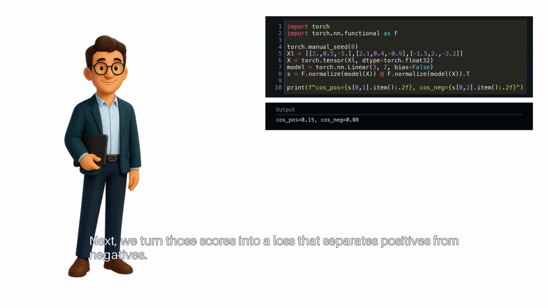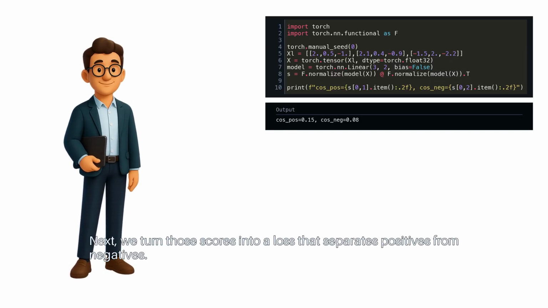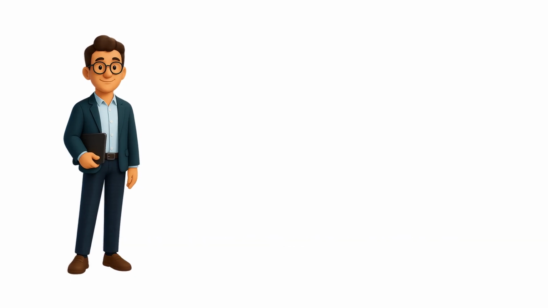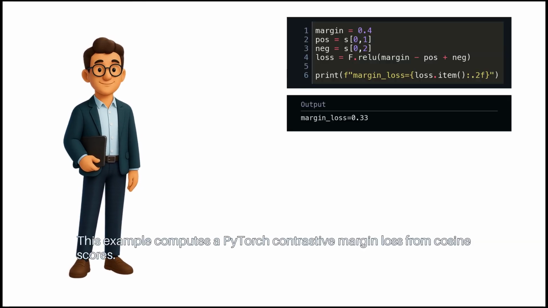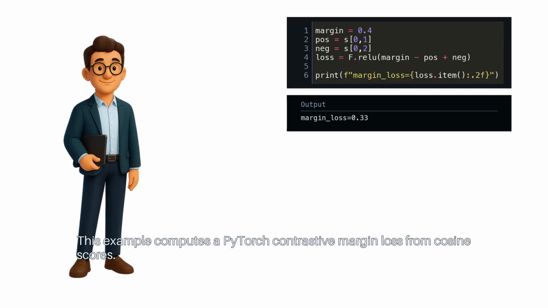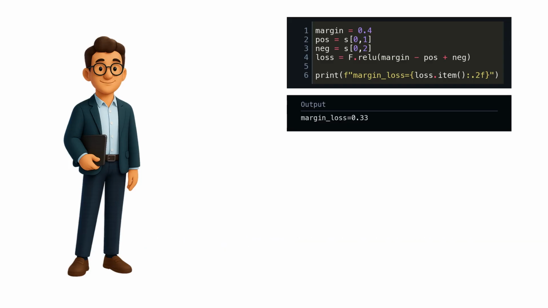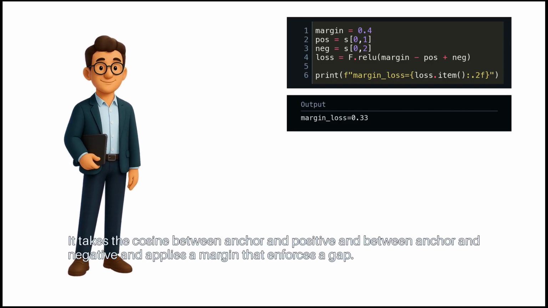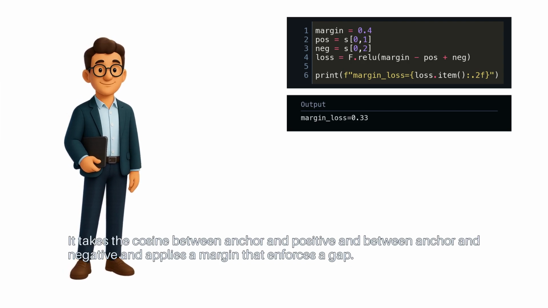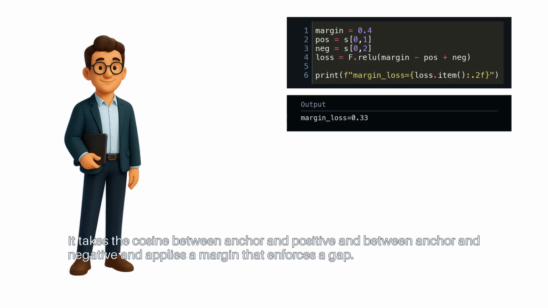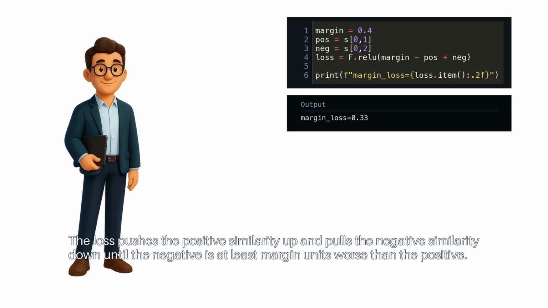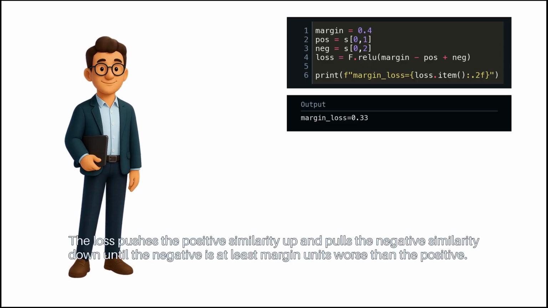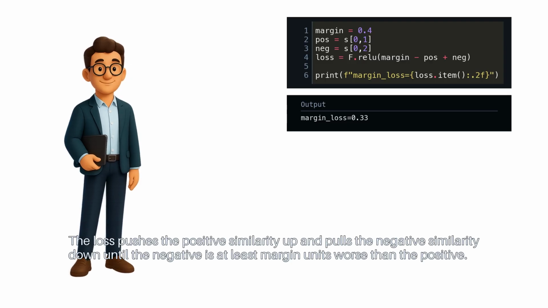Next, we turn those scores into a loss that separates positives from negatives. This example computes a PyTorch contrastive margin loss from cosine scores. It takes the cosine between anchor and positive and between anchor and negative and applies a margin that enforces a gap. The loss pushes the positive similarity up and pulls the negative similarity down until the negative is at least margin units worse than the positive.